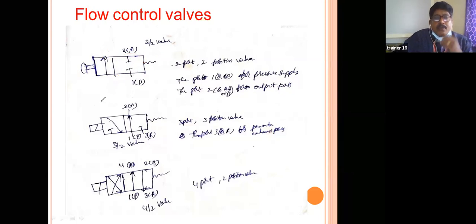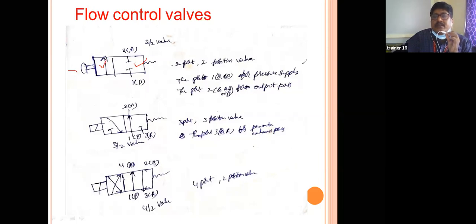Again I'm repeating, all of you see here. Initially this is the position that is cut off. When you push the button, this position changes into this position, then the flow occurs. Again, when you push the button, it comes back to the initial position.